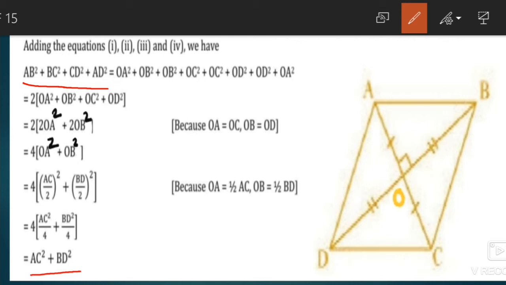That means those are the sides of the rhombus and these are the diagonals of the rhombus. So the sum of the squares of the sides of a rhombus is equal to the sum of the squares of the diagonals. In this way you have to solve question number 7.